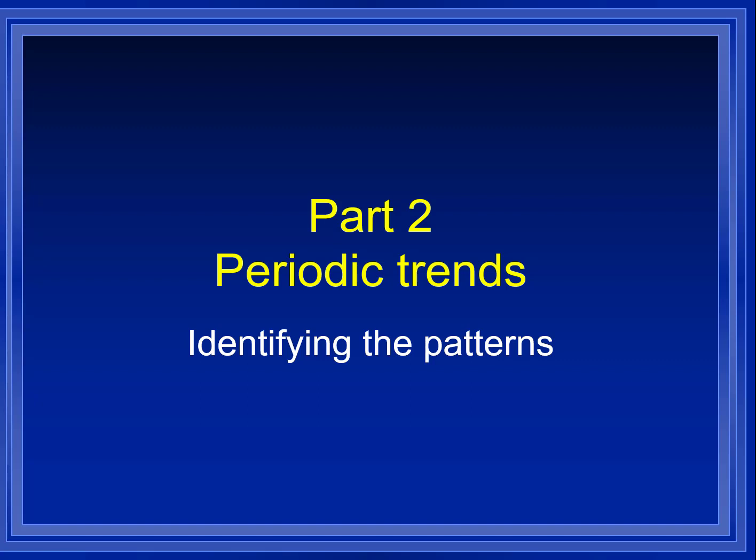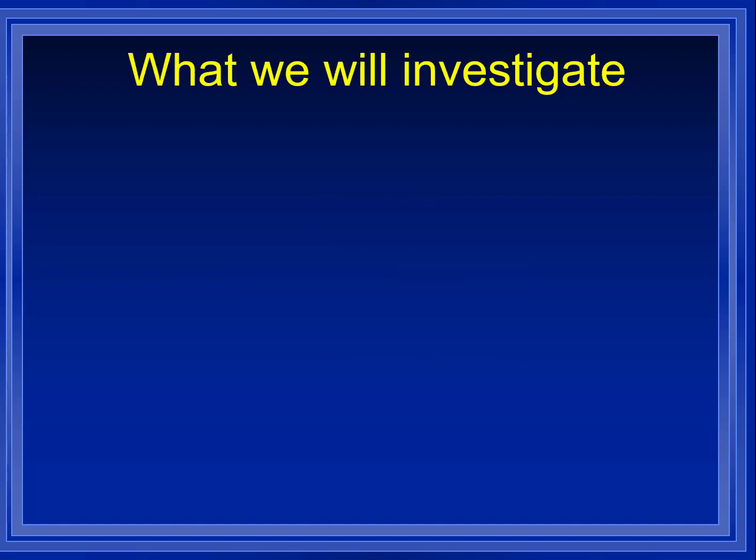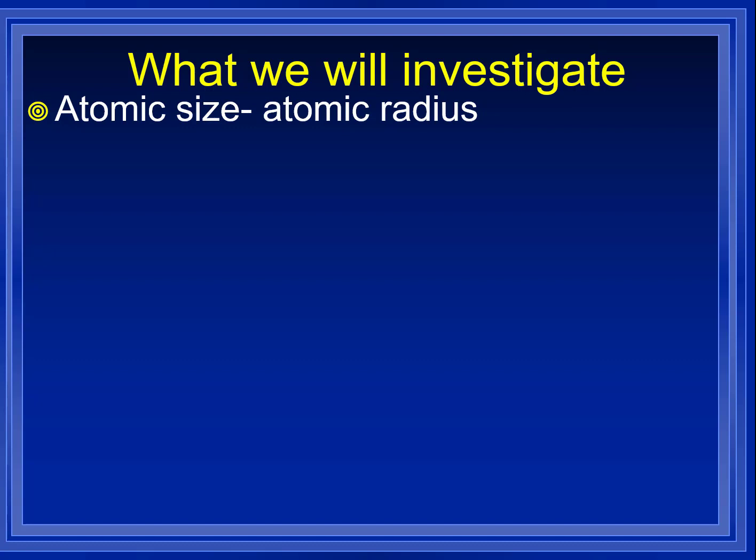Okay. So now we're going to talk about some properties, how things behave, and patterns in those properties. You're going to have to know the patterns and be able to explain why they are what they are. Okay. So patterns that we're going to look at. One of the patterns is in atomic radius, atomic size. There's a pattern to atomic radius or atomic size.